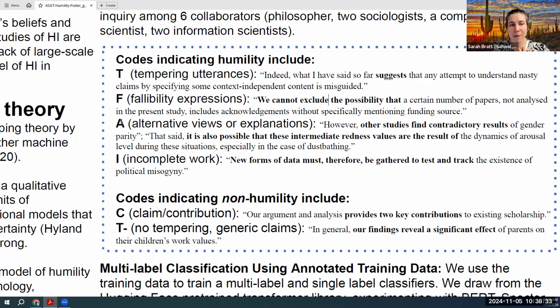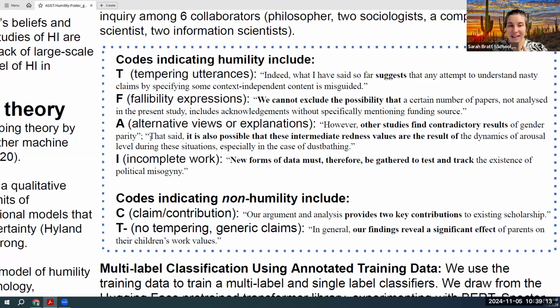And then another important constituent of humility and inquiry is alternative views or explanations. So this is a really interesting one because, oh goodness, it seems pretty straightforward, right? Like you're saying, well, here's my view, but here's a view that disagrees with me. That seems like a way to conduct humble inquiry. Seems pretty straightforward, right? But it gets kind of interesting and very subtle because here's an example of a pretty straightforward one. "However, other studies find contradictory results of gender parity," right? So, okay, they found other contradictory results. That sounds like an alternative view.